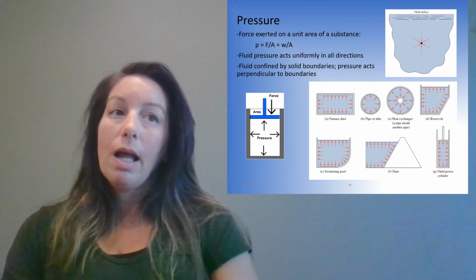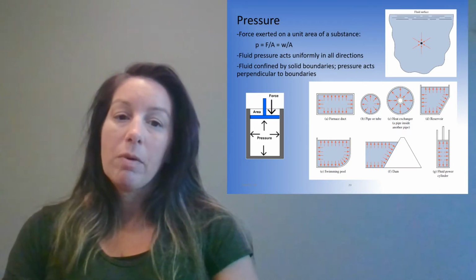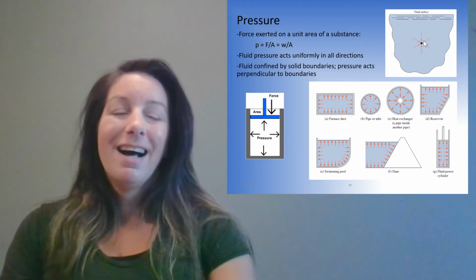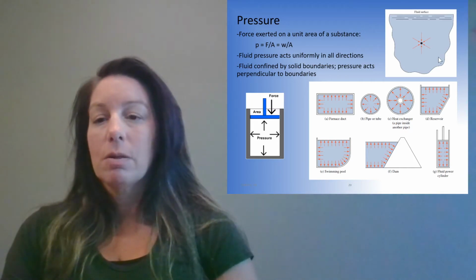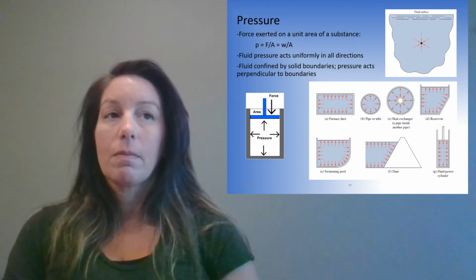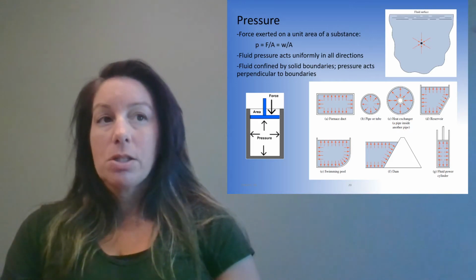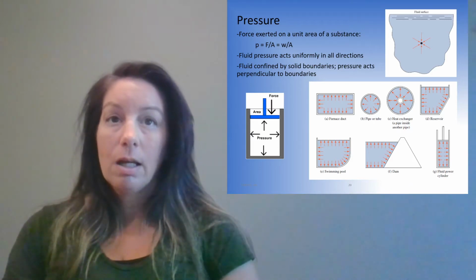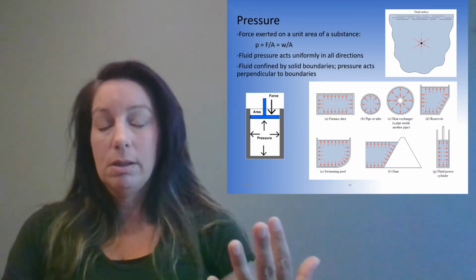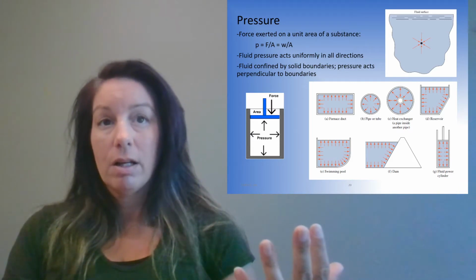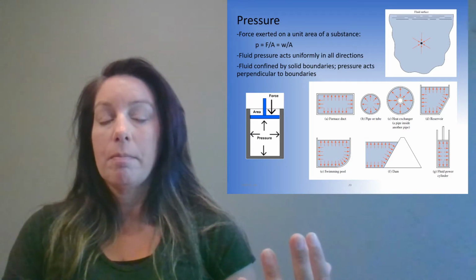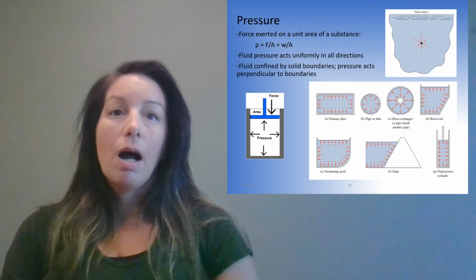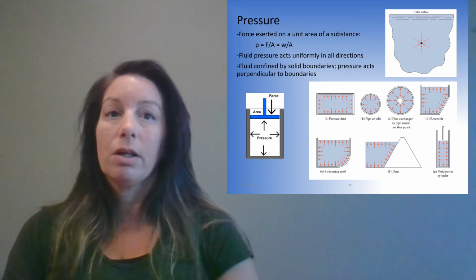So for fluids, you can see that one diagram that we've got there. If you've got any point within a fluid, all the pressure acts uniformly. So from the top, from the bottom, from the side, it's all uniform. Okay. Fluids, this is like in the ocean or a river or whatnot. If the fluid is confined by solid boundaries, so it's in a container, in a pool, in a coffee cup, whatever, the pressure acts perpendicular to the boundaries.